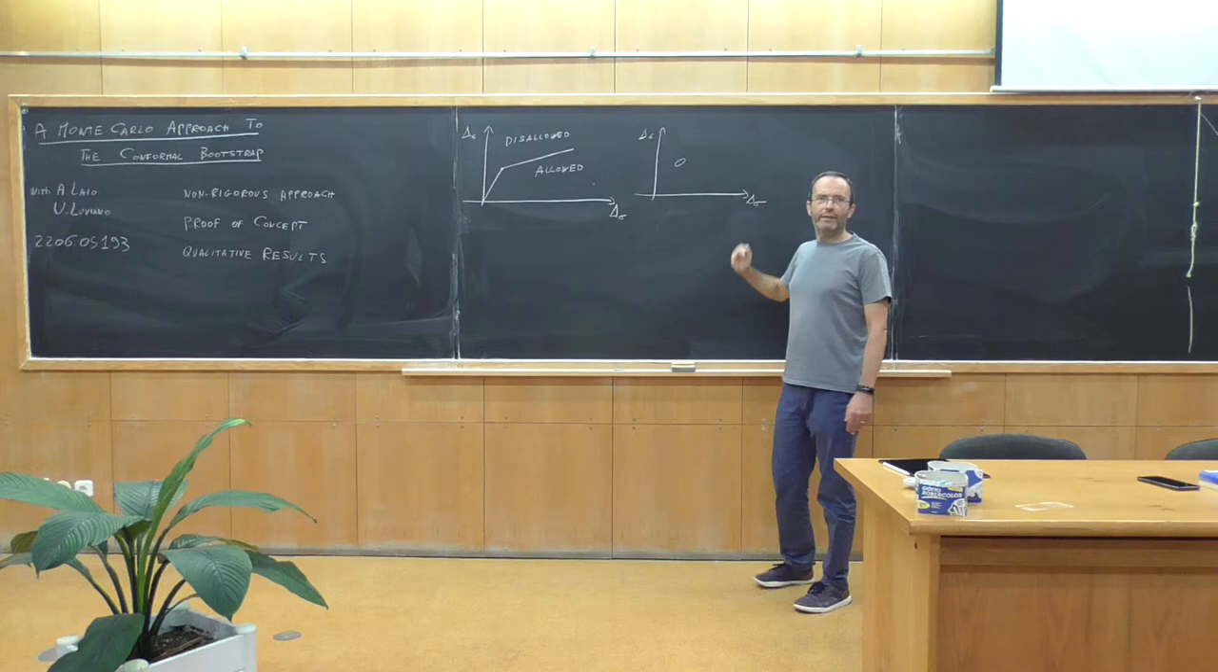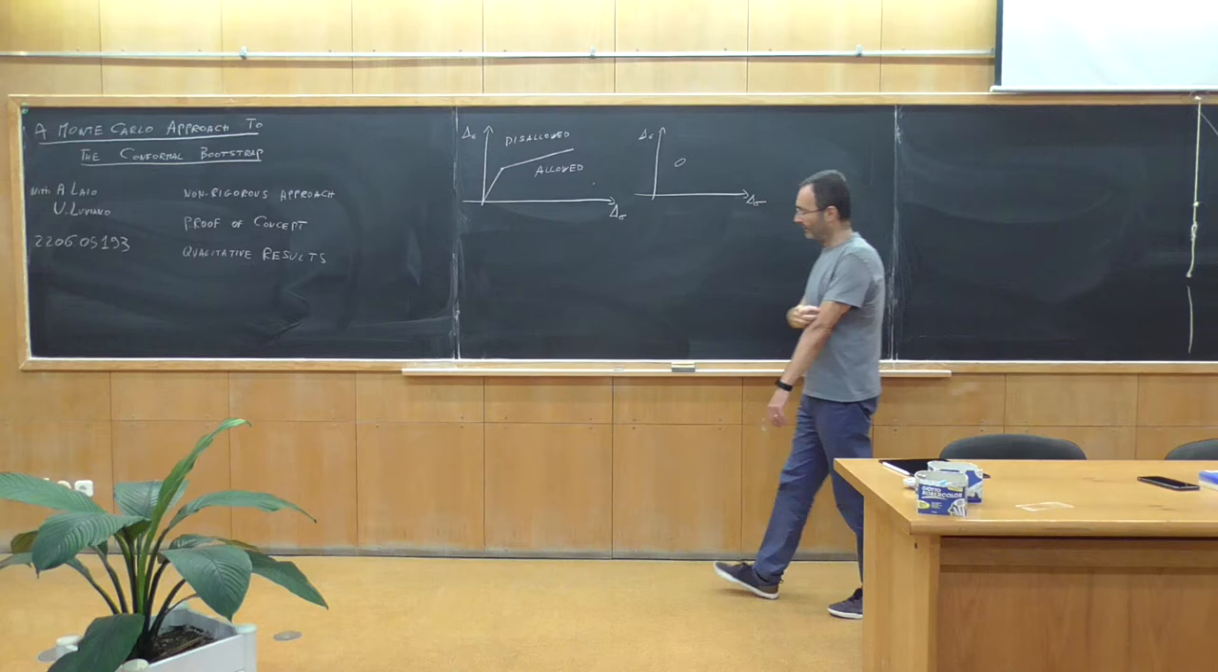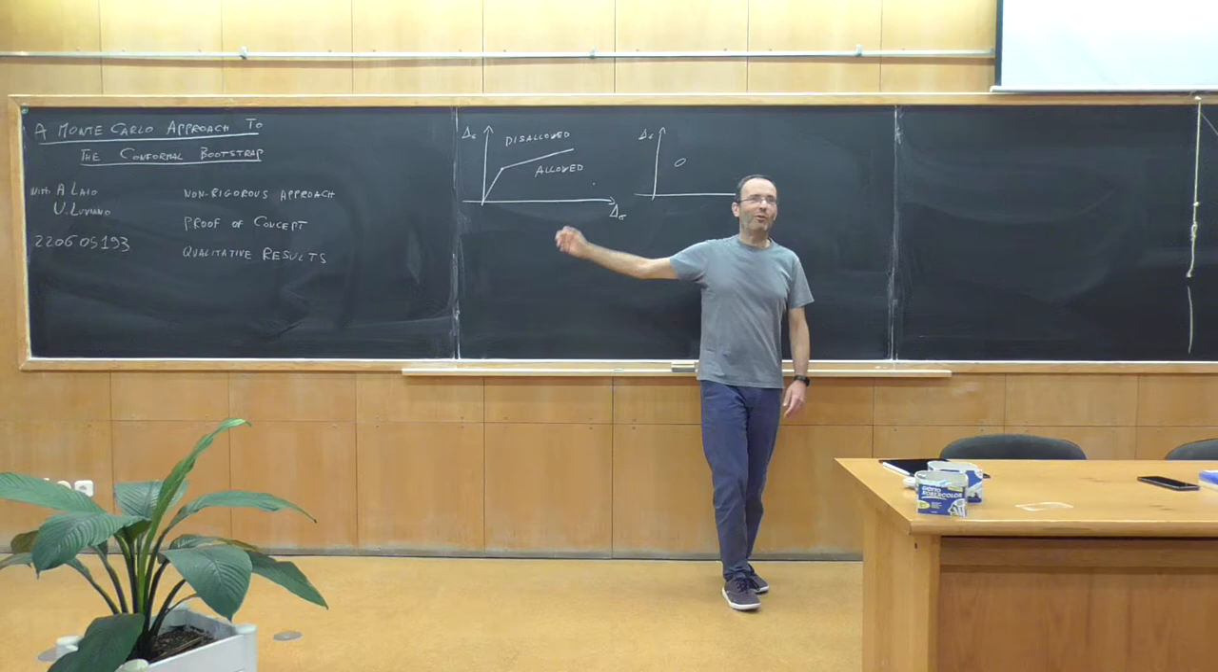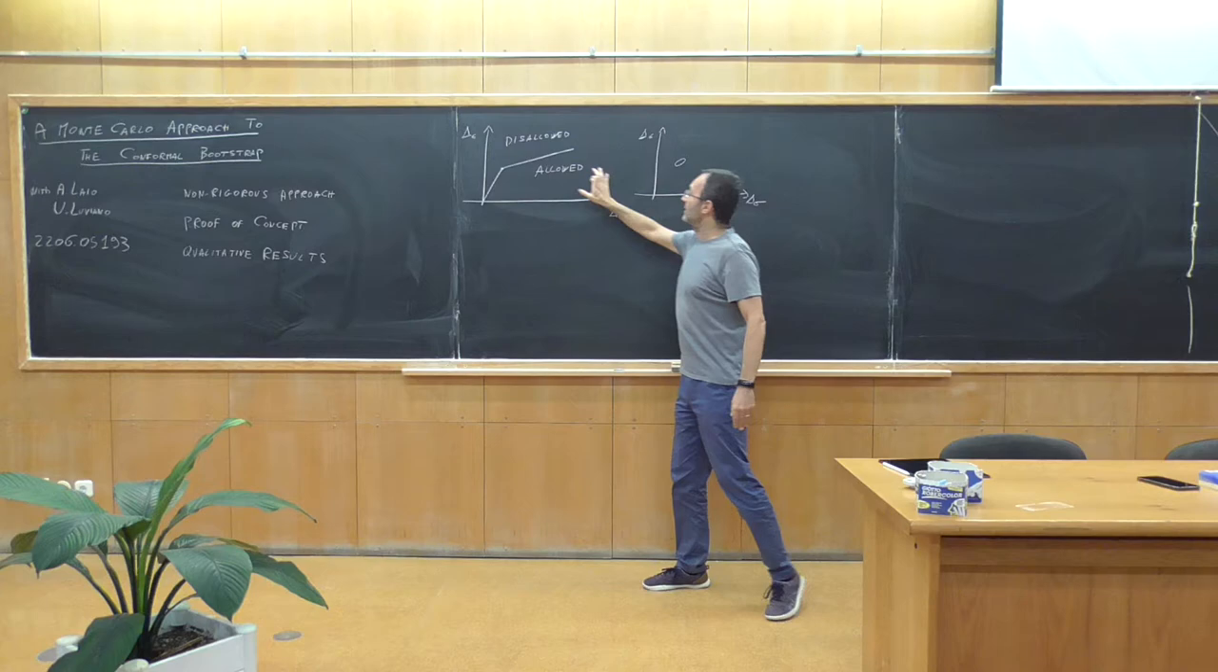Right? But we are not at this moment now. So the main motivation for me to do this crazy idea of putting Monte Carlo methods and conformal bootstrap together is a way to characterize this allowed region. So what's going on here?